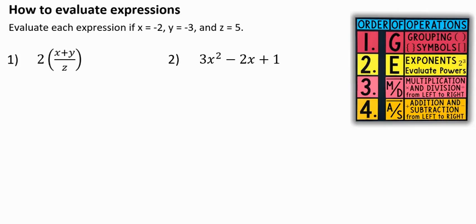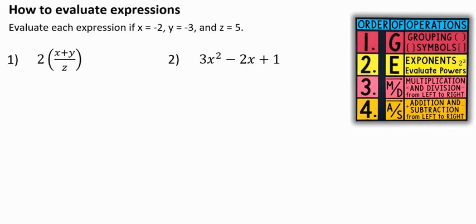In this video, we are going over how to evaluate expressions. So our problem says evaluate each expression if x equals -2, y equals -3, and z equals 5. Evaluate here just means find the value of the expression. Right now we have these variables, but we're just going to plug in whatever value they gave us for those variables and then figure out what the expression equals.